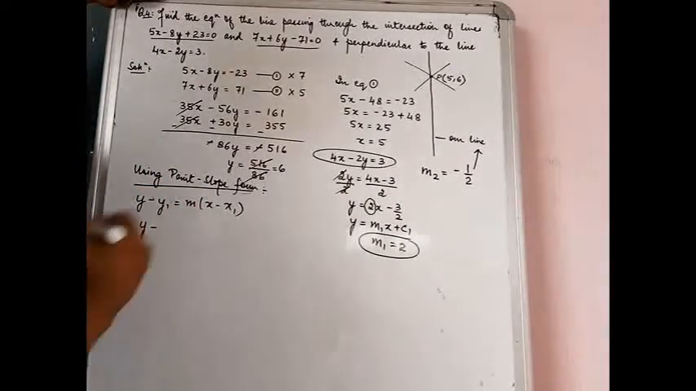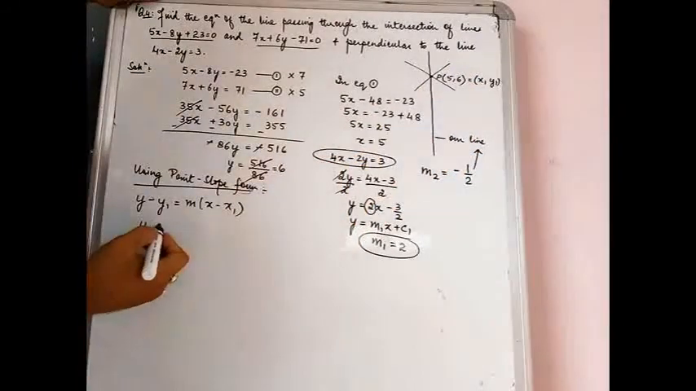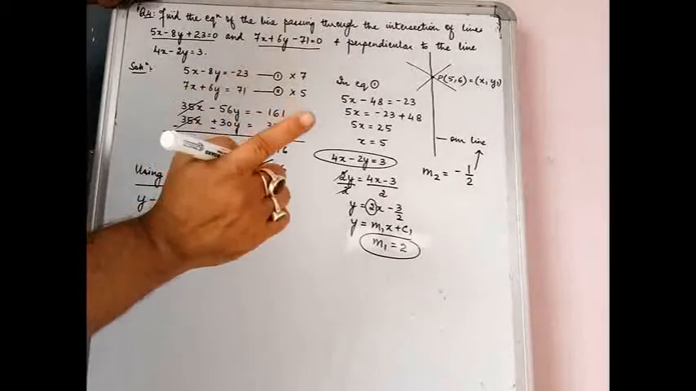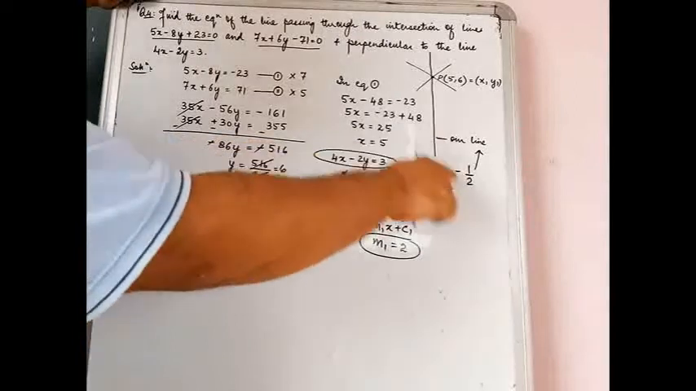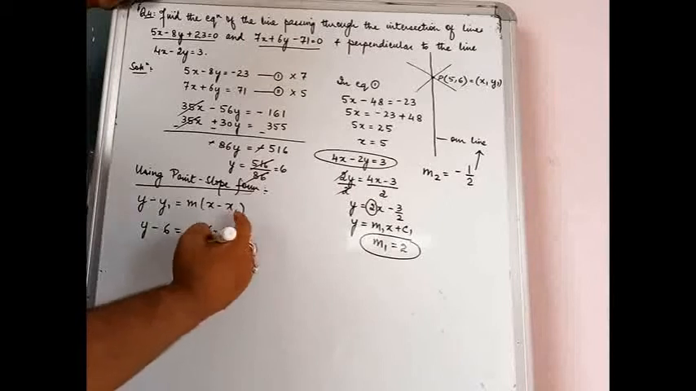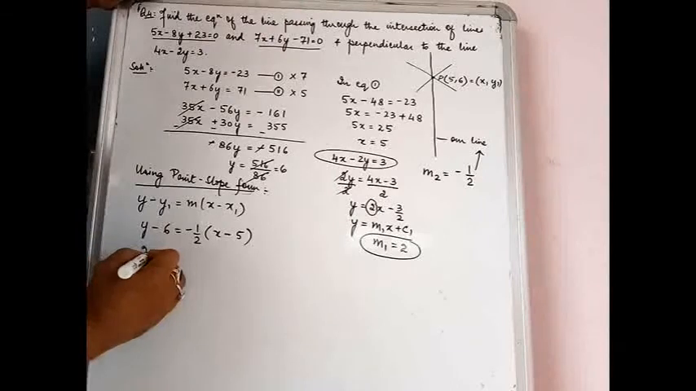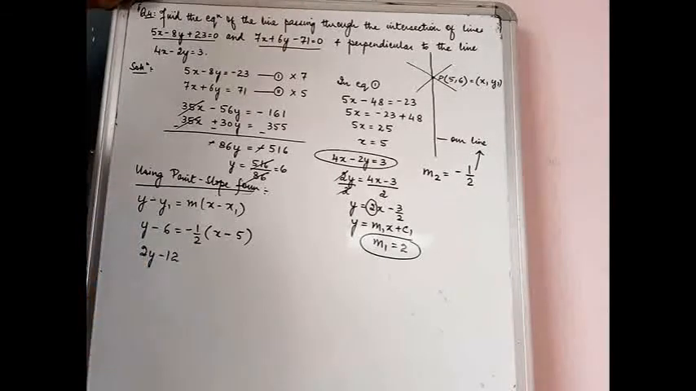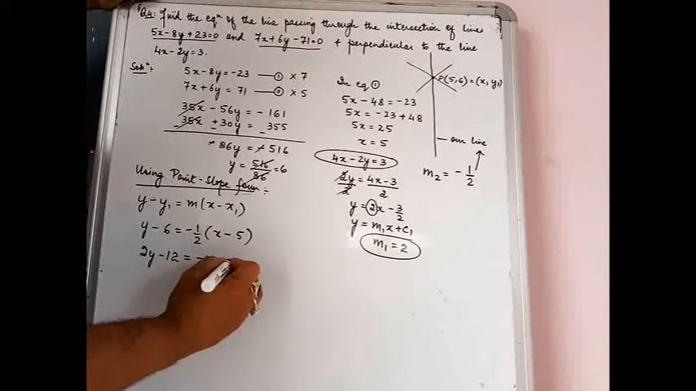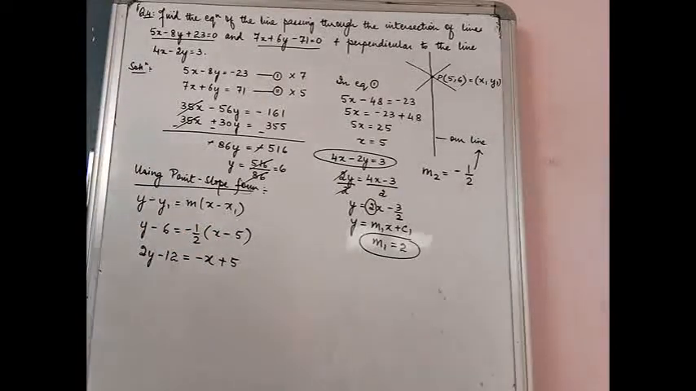Now you can treat this point to be obviously x1, y1. So y minus y1, what is y1? y1 is 6, equal to m. Which m? The m of our line. So our line has an m of minus 1 by 2, and x minus x1. x1 is 5. Okay, so this 2 goes this side. You have 2y minus 2 6s are 12 equal to, minus goes inside, so you have minus x and plus 5. Please be careful with the multiplication, especially with the negative signs.